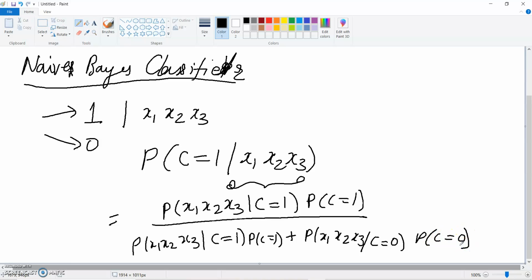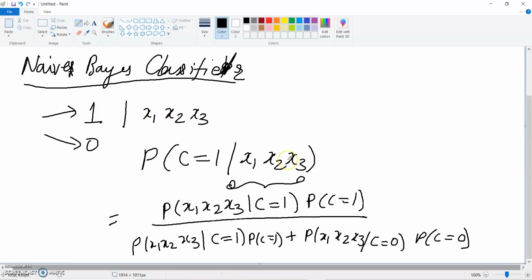Now the issue is many times, given that c is equal to 1, you might not have seen a customer with exactly this x1, x2, x3 profile. Likewise, with c equal to 0, you might not have seen a customer with this profile at all. So this will become 0 over 0 plus 0, which is 0 by 0, a meaningless quantity. When this happens, we cannot do some classification tasks that are actually important.